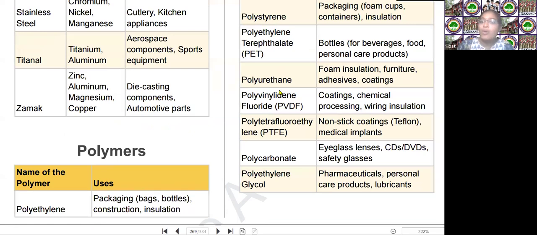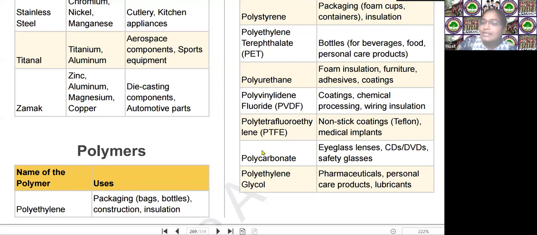And another one is PVDF. PVDF means polyvinylidene fluoride. This polyvinylidene fluoride is one of the polymers used in coatings, chemical processing and wiring insulation. It is used in manufacturing of coatings, chemical processing and wiring insulation.